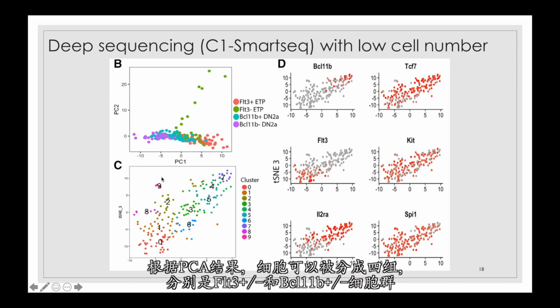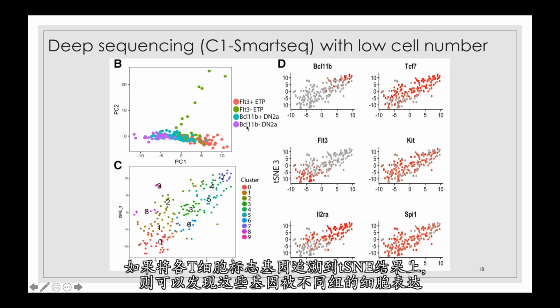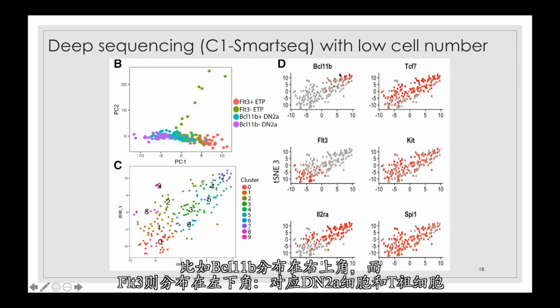FLT3 and BCL11B. But if we use the t-SNE, which is more commonly used in single-cell sequencing, then the cells can be clustered into 10 clusters, which are more separately distributed on the map. And if we map those known markers back to the t-SNE analysis, we can find some markers are restrictedly expressed in a specific group of cells, such as BCL11B, which is distributed in the upper right corner, and FLT3 is restrictedly expressed in the bottom left corner. So that means this group of cells may be the more mature DN2 cells, and this group of cells may be the progenitors of the T lineage.